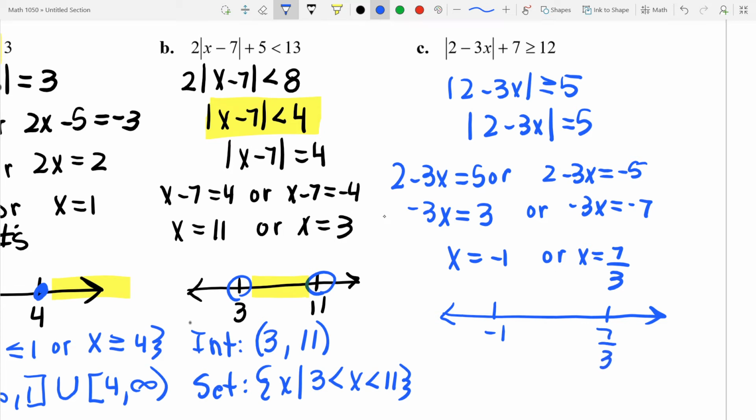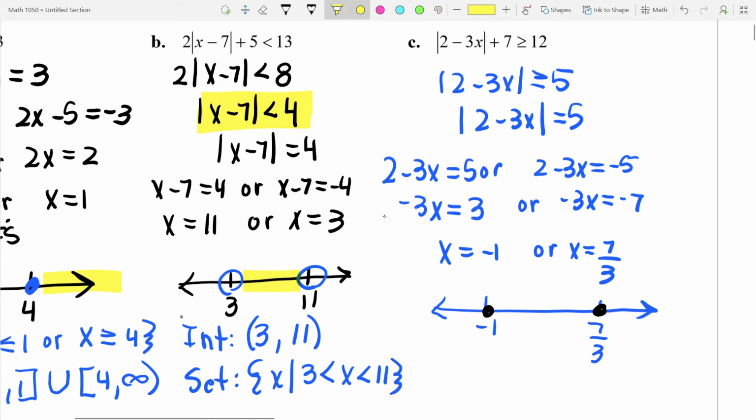I do have an equal sign, so my circles are going to be closed. Should I test this from the original? It would work, but that's really hard. Where should I check from? From the isolation, right? From here. Still going to kind of be a pain. So test a 0. Test the middle. That's what I would do.